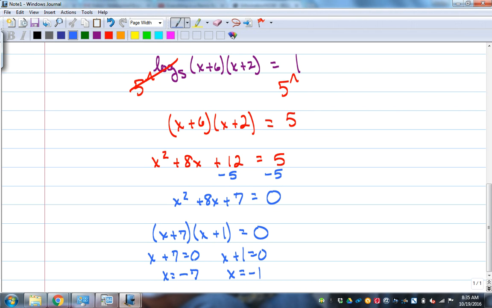So we need to go back to the original and see which one gives us a negative inside of the log. -7 doesn't work because in the first log base 5 of x plus 6, that's already a -1. Well, if I plug in -1 in that spot, it turns out to be log base 5 of 5, and that works. And then log base 5 of 1 is the next piece if I use -1. So x equals -7 gets thrown out. x equals -1 is the only answer we keep in this one. Well, there's a case where we kept a negative answer.